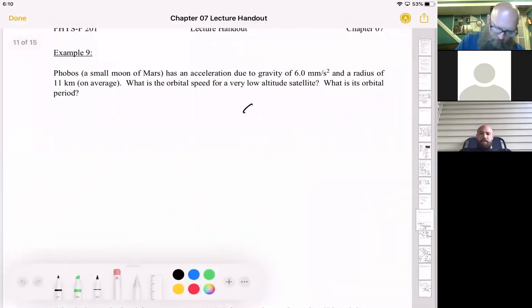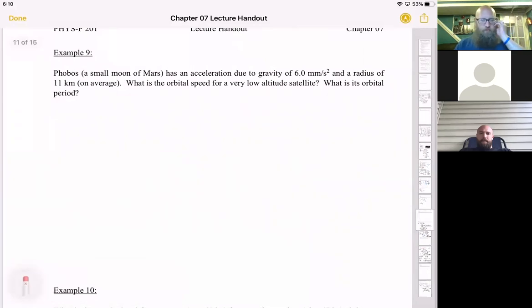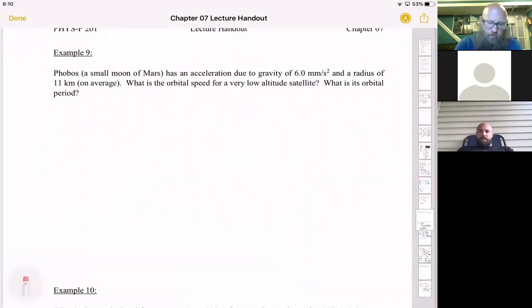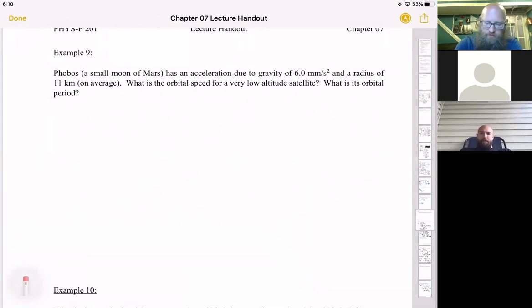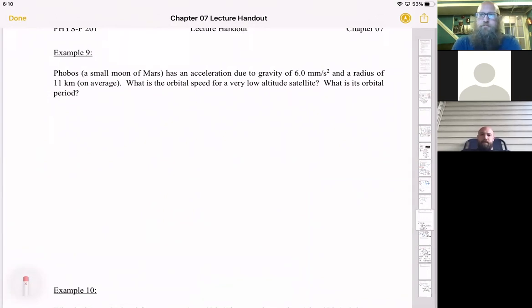So example 9 here says Phobos, which is a moon of Mars, has an acceleration due to gravity of 6 millimeters per second squared and a radius of 11 kilometers. What is the orbital speed of a very low altitude satellite? And then what is its period? Okay, so let's draw this picture.